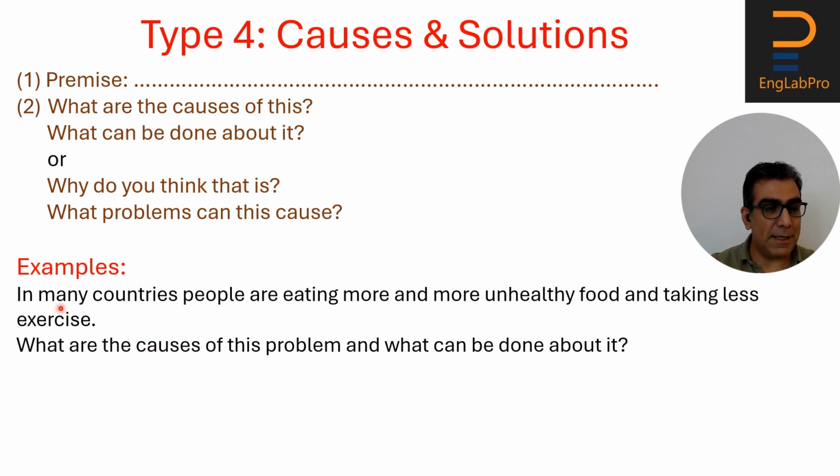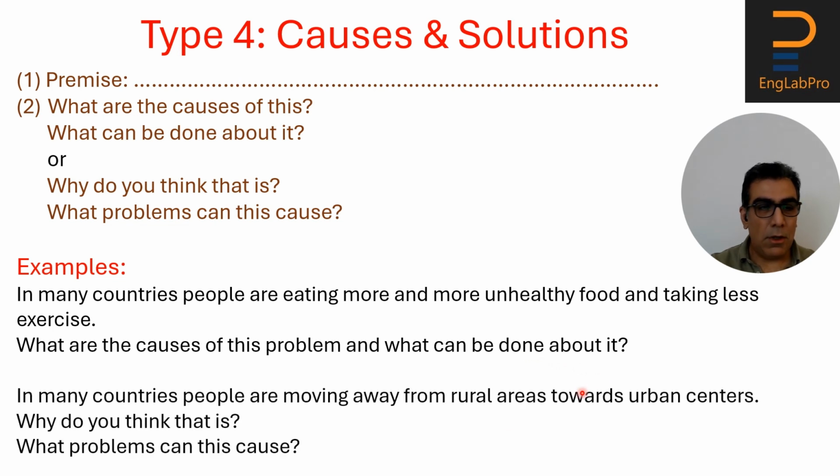The first one is this. In many countries, people are eating more and more unhealthy food and taking less exercise. What are the causes of this problem and what can be done about it? Or, in many countries, people are moving away from rural areas towards urban centers. Why do you think that is? What problems can this cause? We are going to write a sample writing for the first one, and then you can try the second one yourself. Let's go over how you should actually organize the paragraphs and how you should approach this task. Let's go ahead.